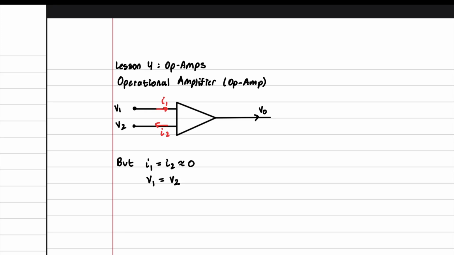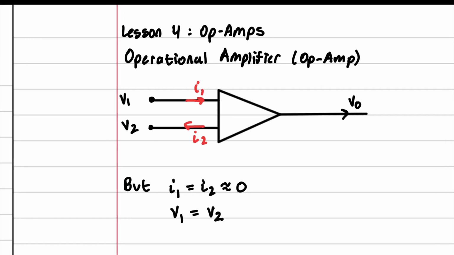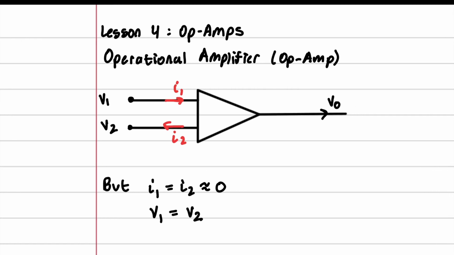Okay, hello everyone. Today we are going to take a look at operational amplifiers, or op amps. And this is the circuit symbol for an op amp. It's just a triangle. It takes two inputs and one output, V out.